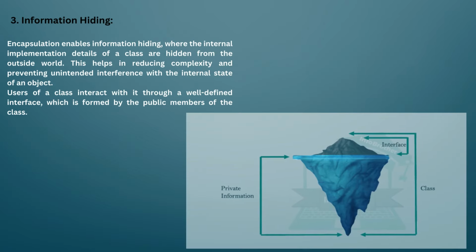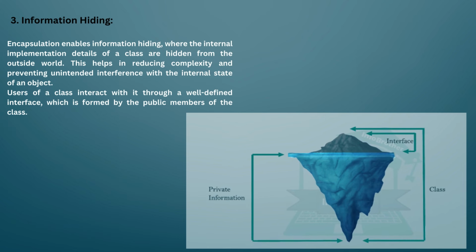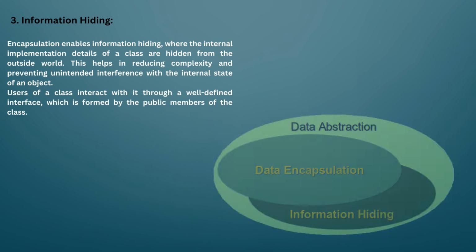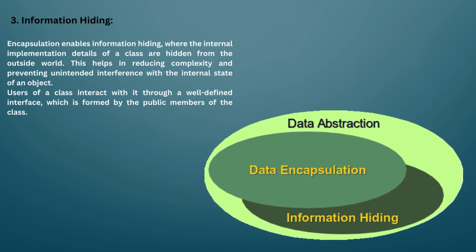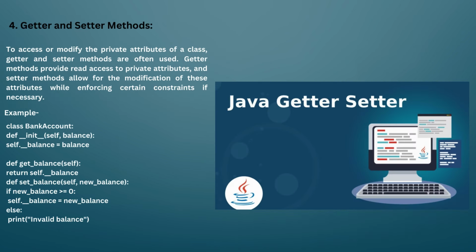Information hiding. Encapsulation enables information hiding, concealing internal details from the outside world. This reduces complexity and prevents unintended interference. Users interact through a well-defined interface formed by public members, getter and setter methods, to access or modify private attributes.